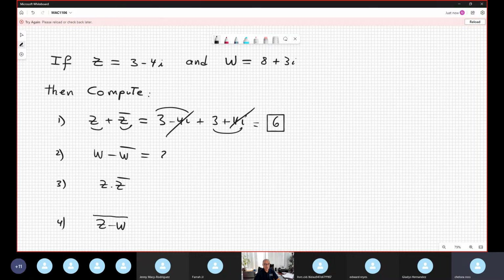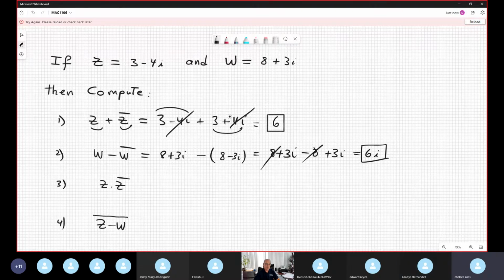W is a plus 3i, minus W hat. W hat is a minus 3i. Now subtraction. A plus 3i, remove the parentheses, is minus a plus 3i. Oh, the real part is cancelled. This is 6i. Do you follow me?